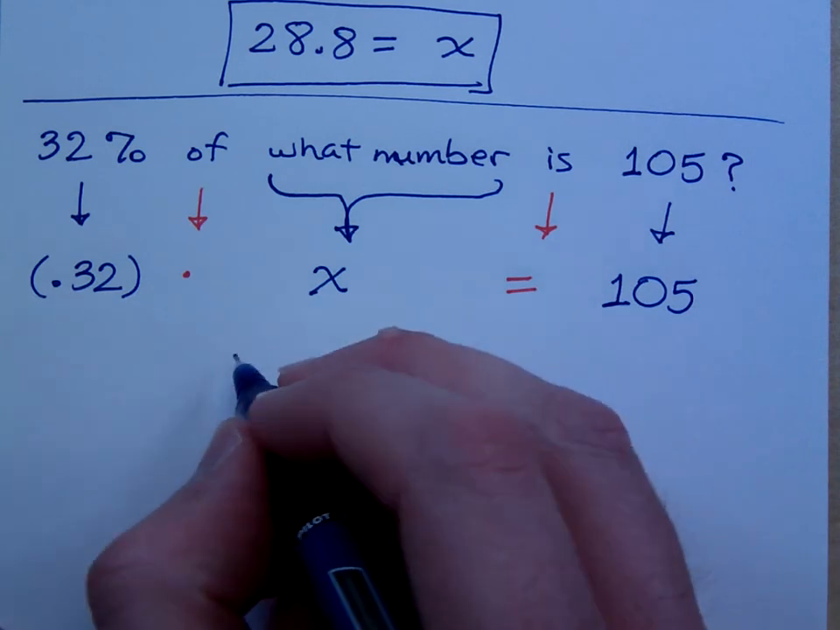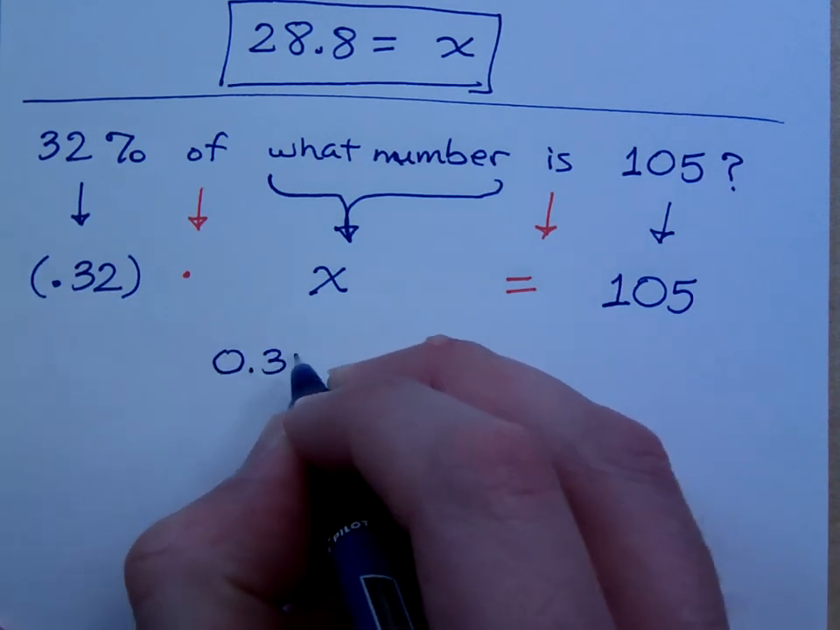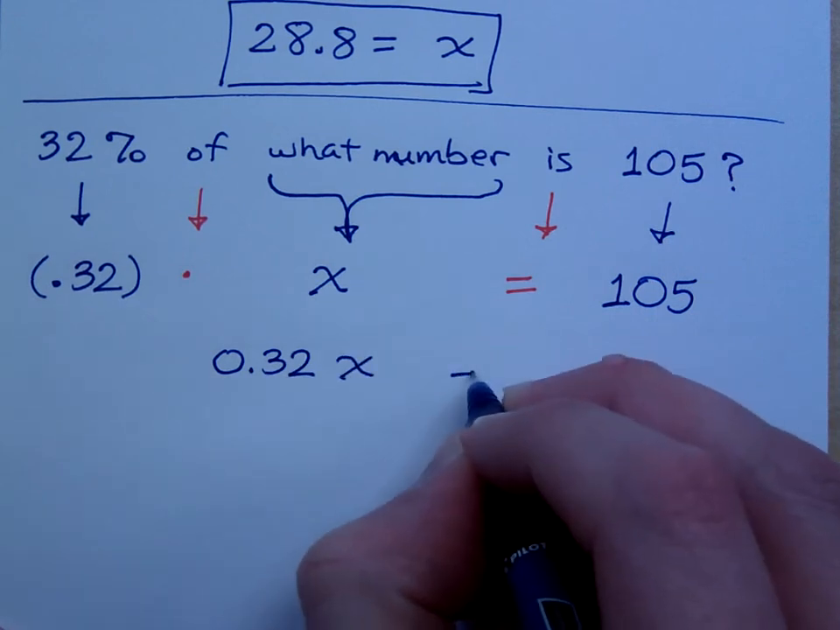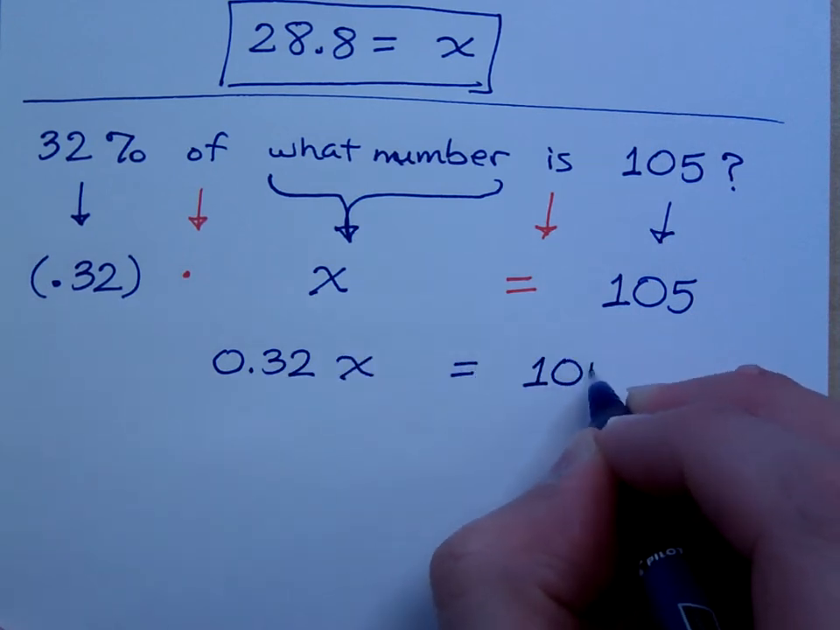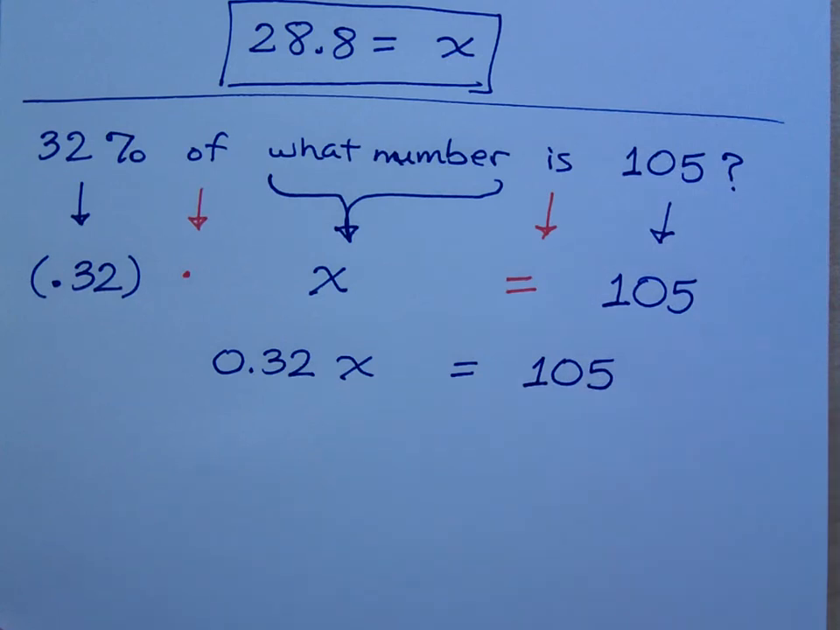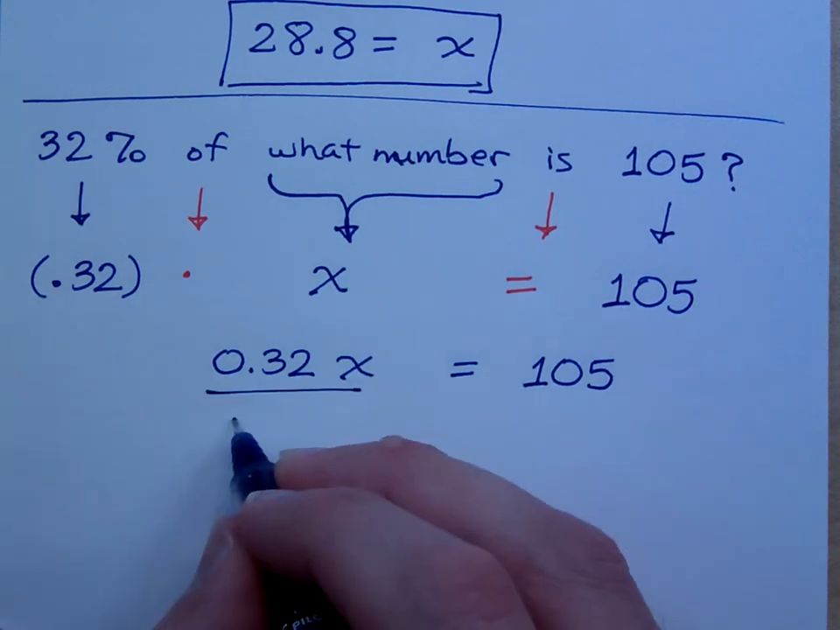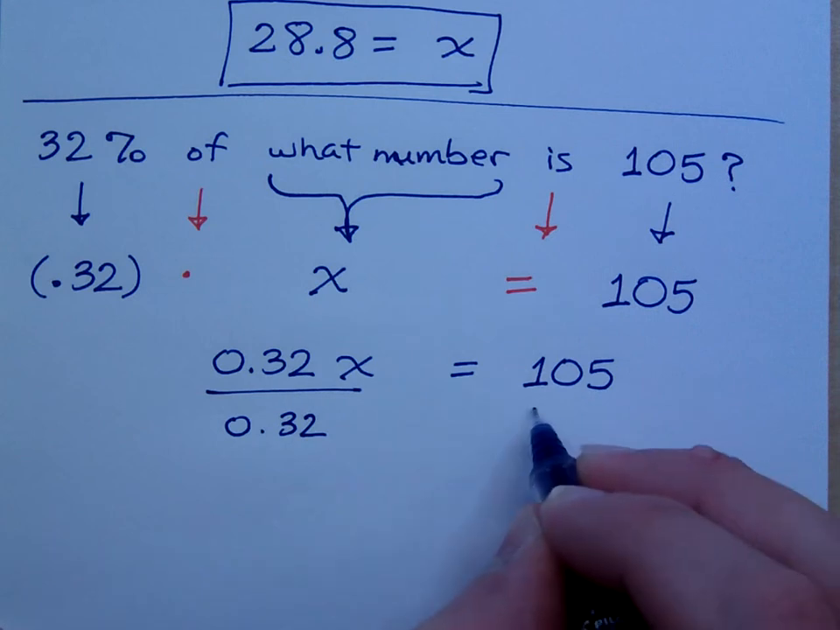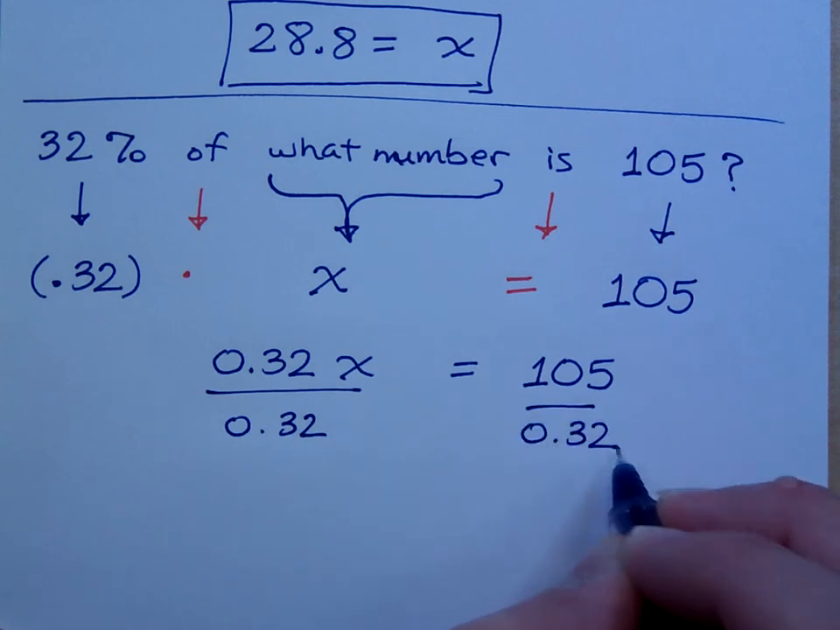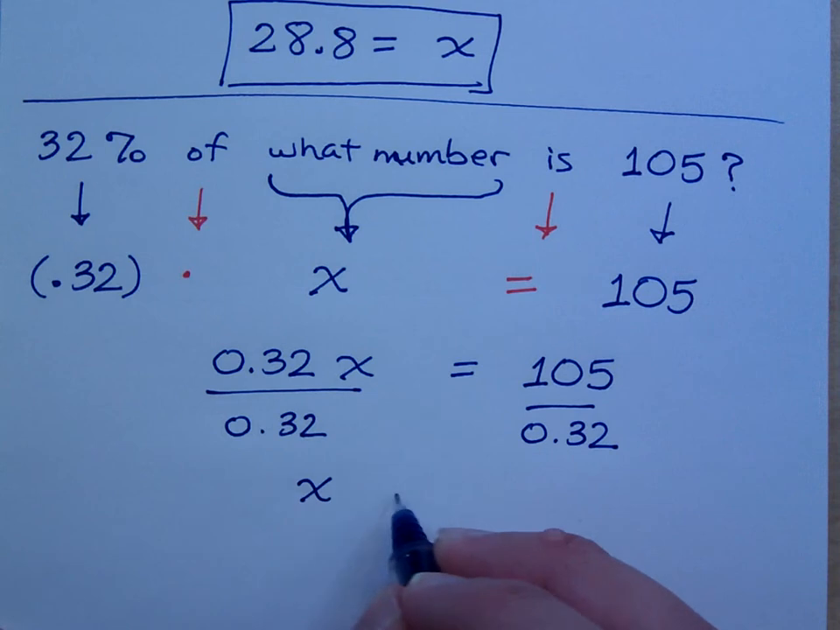If we clean this up a little bit to make it look more like the equations we're used to seeing, this is 0.32x is equal to 105. And how do you solve this? By dividing. What you're going to find out is that if you don't know how to solve these and you say, I'm going to subtract 0.32, you will end up with an answer that makes no sense. So you're right, I need to divide by this coefficient, which is 0.32. So x is equal to 105 divided by 0.32.